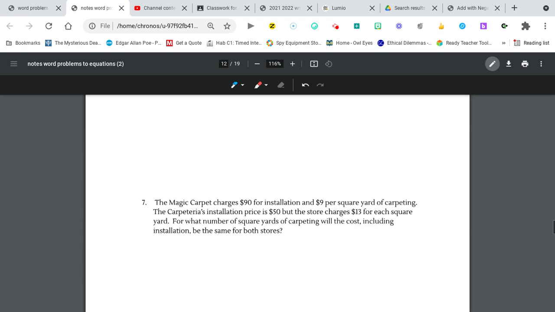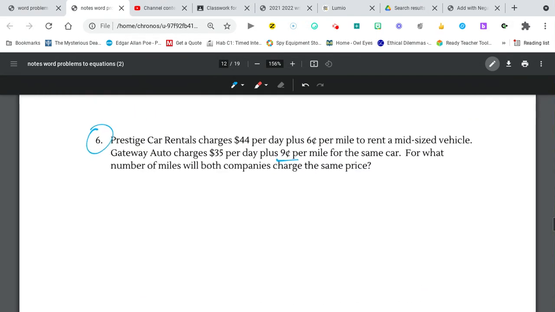I'm sorry, I'm tired. All right, on number 6, it says Prestige Car Rentals charges $44 per day plus 6 cents per mile to rent a mid-sized vehicle. However, Gateway Auto charges $35 per day plus 9 cents per mile for the same car. So for what number of miles will both companies charge the same price? So when will it not matter which company you go with? So I'm looking for the number of miles. So I'm going to do M for number of miles.